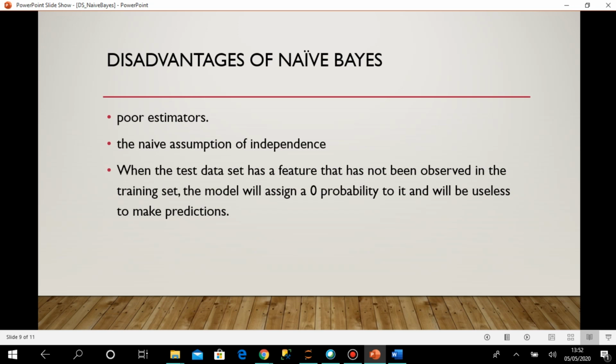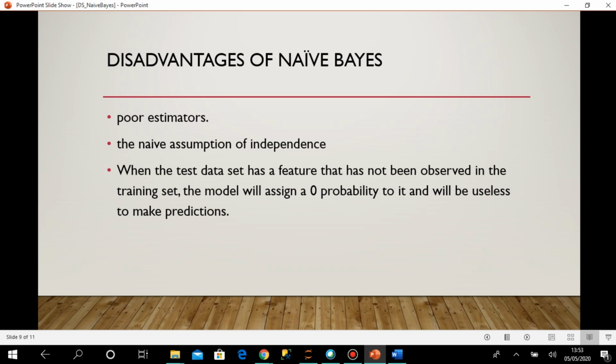Now, as there are advantages, there are disadvantages as well. It's a poor estimator, that is the main disadvantage: the probability we are getting and the outcome we are concluding many times is not the correct result. The naive assumption of independence is a big deal, right? Because in reality, in most data sets, the features cannot be independent of each other. There are many features which are closely dependent on each other. So this is a big assumption we are making, and that may lead us to some wrong outcome.